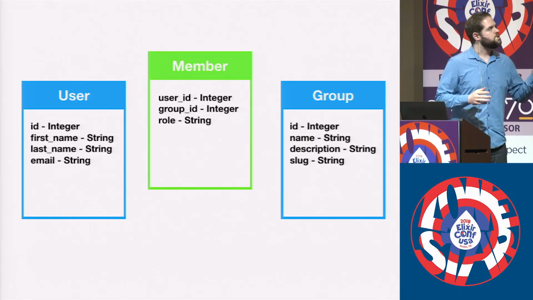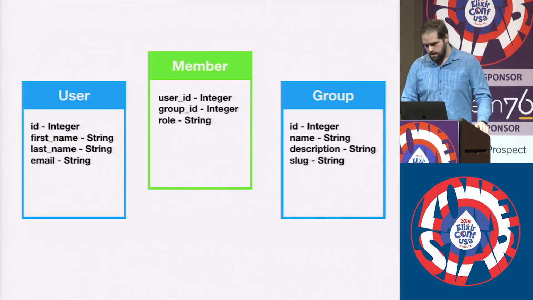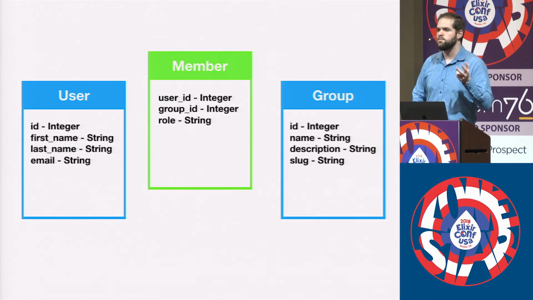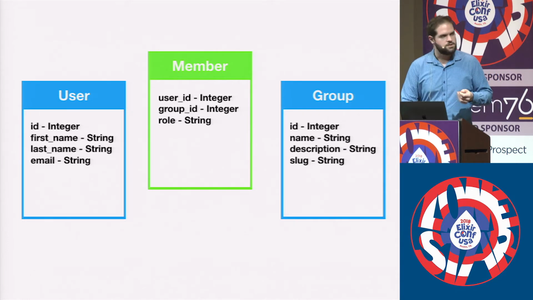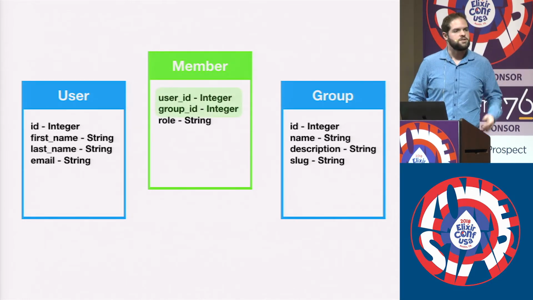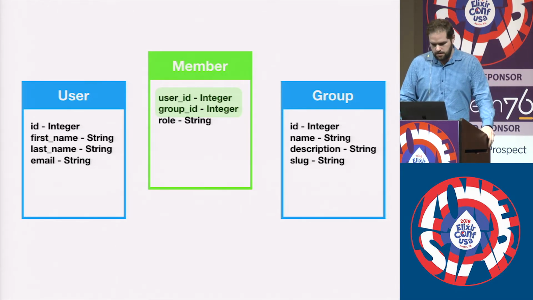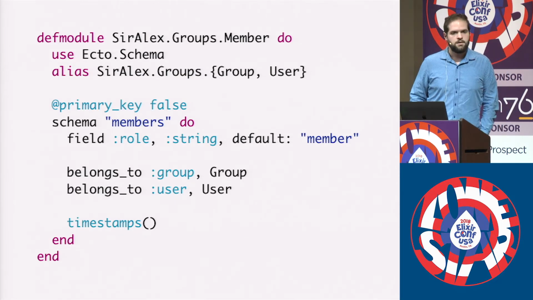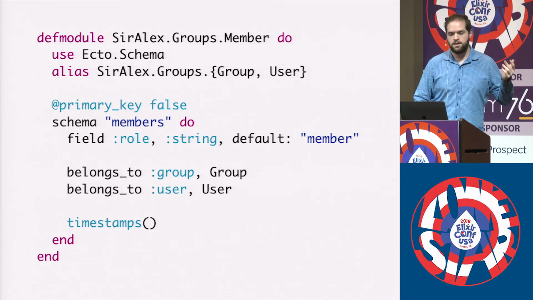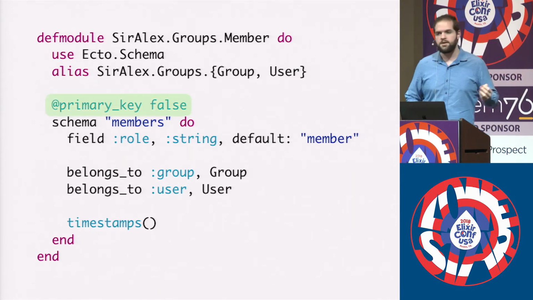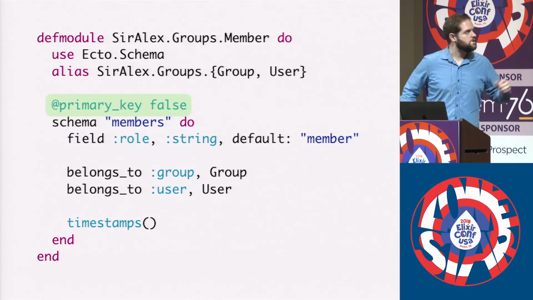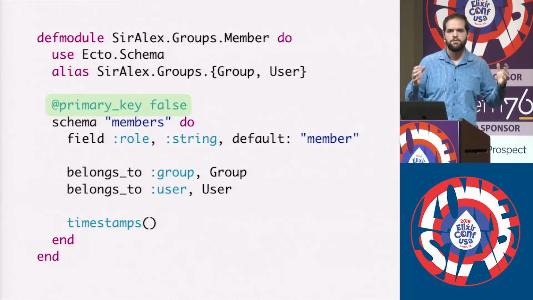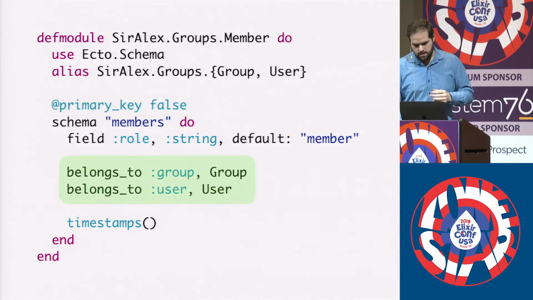And so by doing that, we're able to create that many-to-many relationship. But typically with a join table, you want to set up a primary key across multiple columns, what's called a composite key. In this case, we'll have our composite key across the user ID and the group ID columns. So in our schema, instead of specifying this time that we want a string ID, we actually want to set our primary key to false. This is because we have the two belongs to statements below, setting up that association between the user and the group with the member.